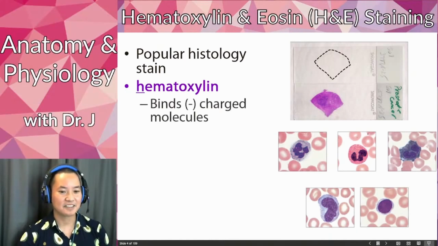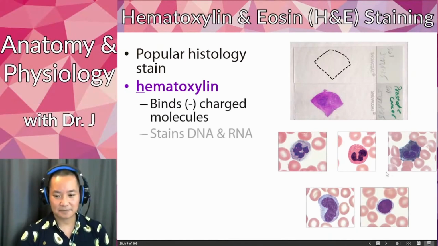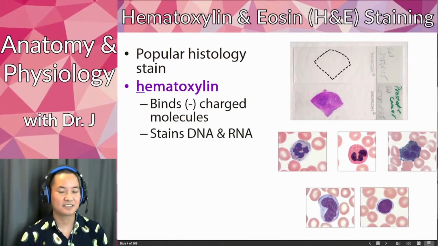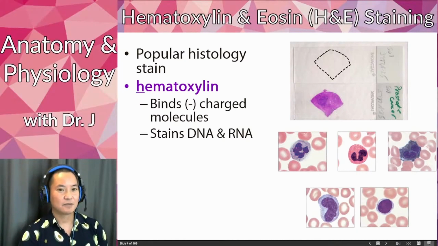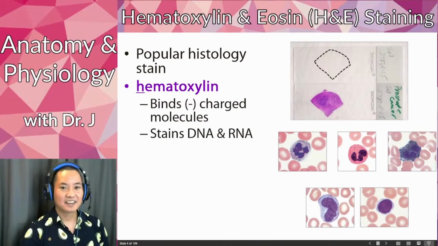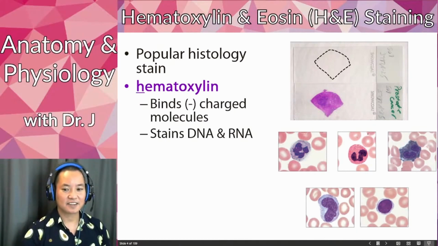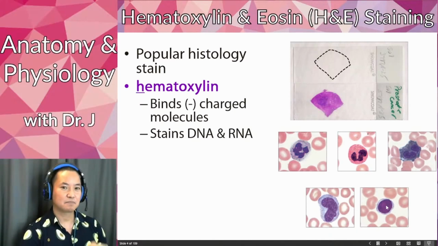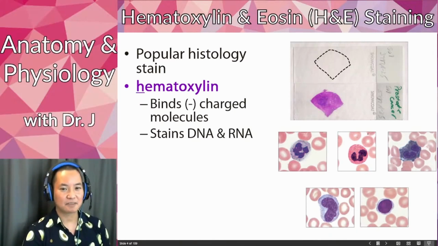So hematoxylin binds to negatively charged molecules, and what we see, at least here, is that it also stains DNA and RNA. In your cells, DNA and RNA, due to those phosphates, remember that sugar phosphate backbone that makes up a nucleic acid? Well, those have negative charges. So hematoxylin, this dark purple stain, actually binds to the phosphate there, and this is why you see, especially in this lymphocyte, this big dark purple sphere. That's the nucleus of the cell.